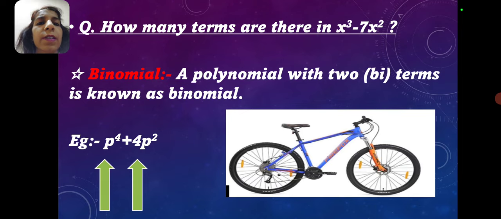So here there are two terms, or you can say a bicycle having two wheels is also a real life example of binomial, okay, which runs without petrol also, okay. And let's move on.